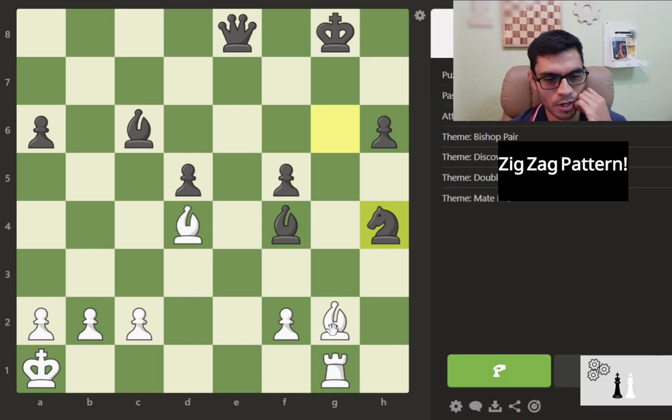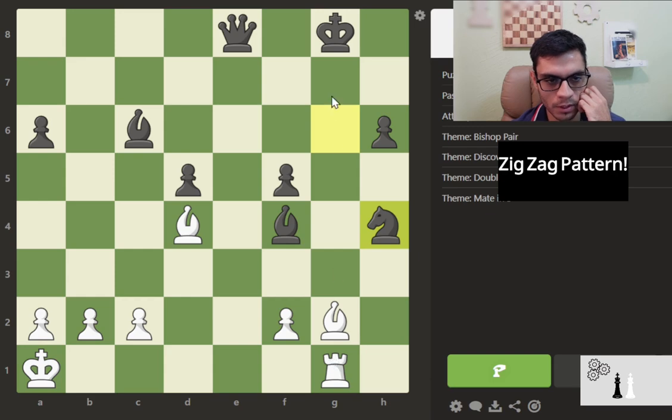So zigzags can be formed by the queen, by giving a check, by the bishop, or by the knight, as well as by the rook. So all the pieces can give a zigzag. Let's go now with this example.